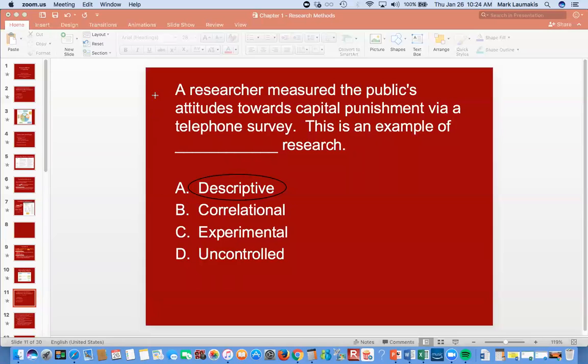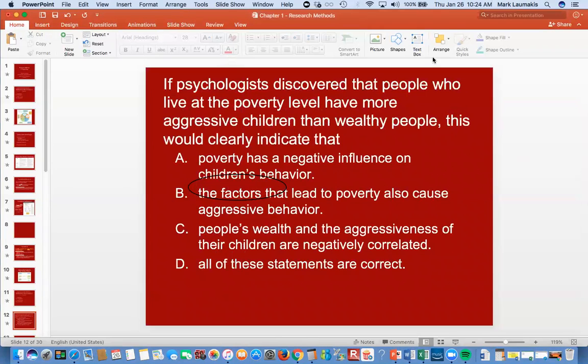All right, let's do another one of these. I'd like to break up my yammering on with you guys getting a chance to answer some questions. This is directly from an old test. If psychologists discover that people who live at the poverty level have more aggressive children than wealthy people, what would that indicate? How would you interpret that correlation? Uncontrolled research is not even a real term. So we've got descriptive, correlational, and experimental.